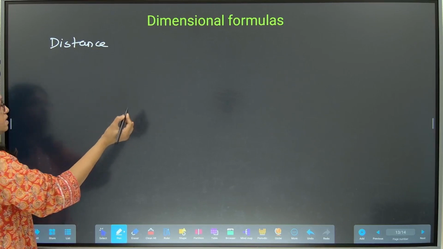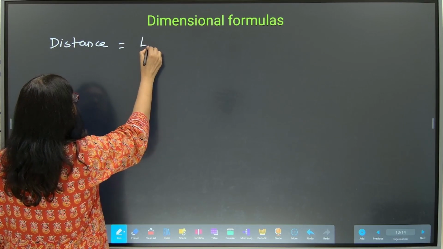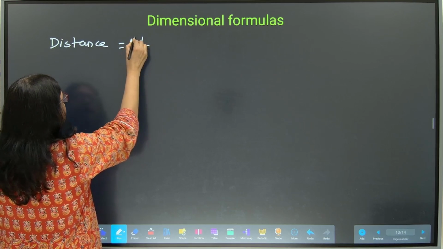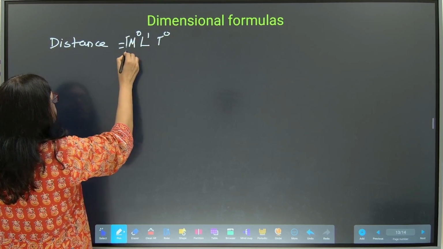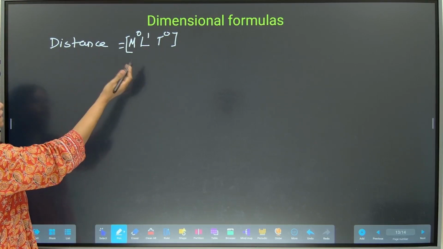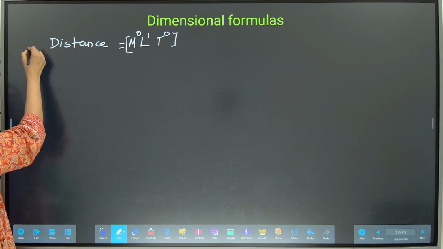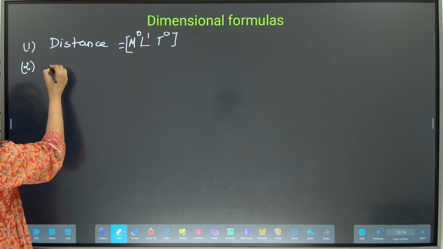What is distance? Distance is having the base quantity L. What about M? It is M to the power 0, L1, T0. I write it in the square bracket. Then we can also say displacement, it is the same. This is the first one. Second one, I am just taking randomly.